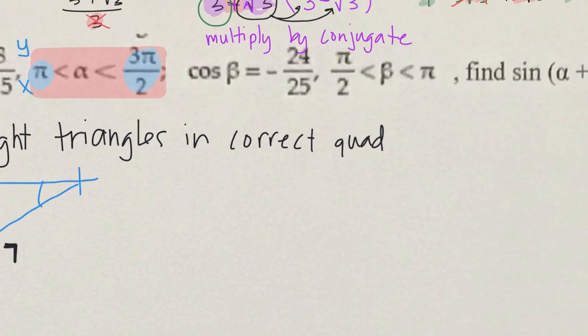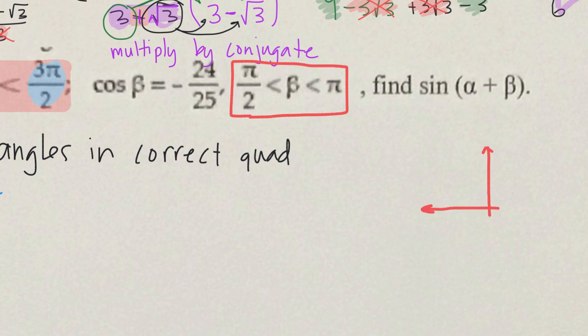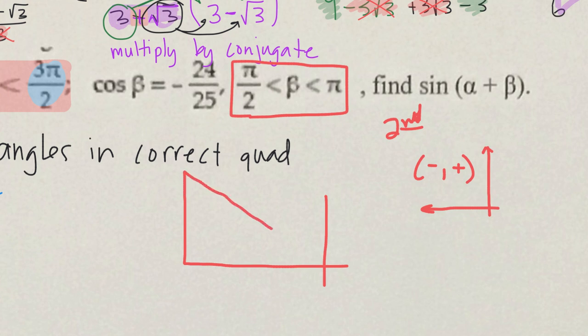Now the second one says my angle is between pi over 2 and pi. So pi over 2 is directly up from your origin, and pi is directly left. So this is a second quadrant triangle where we have a negative x value and a positive y value. So we draw our triangle in the second quadrant.